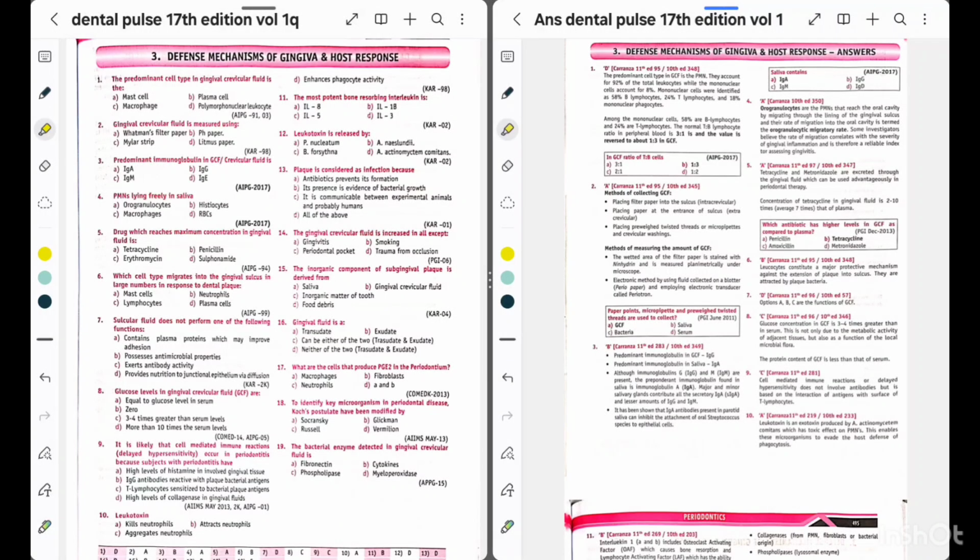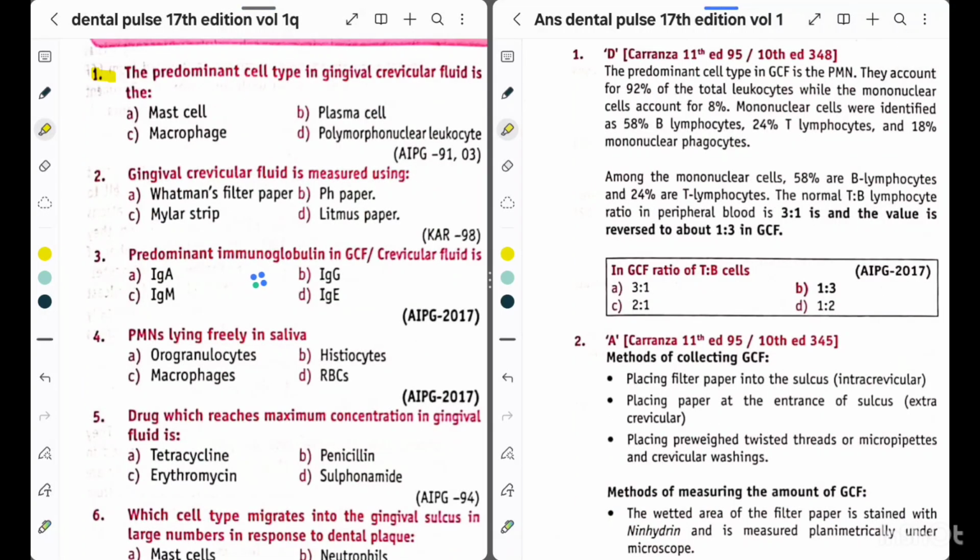So in this video we will study chapter 3, defense mechanisms of gingiva and host response, from the subject periodontology from Dental Pulse. So let's begin. Question 1: the predominant cell type in gingival crevicular fluid is the... So its answer is option D, polymorphonuclear leukocyte. Explanation: the predominant cell type in GCF is the PMN.